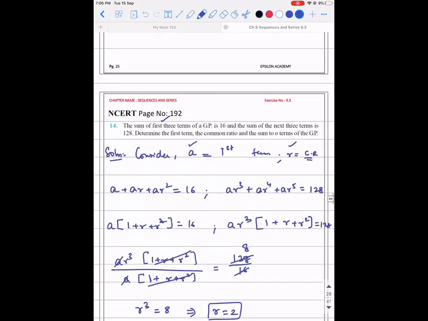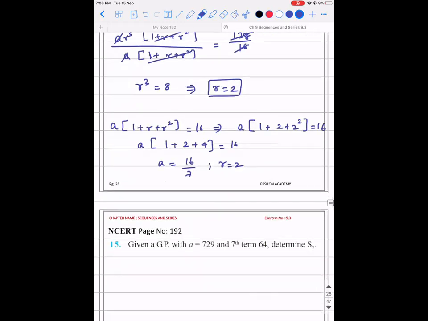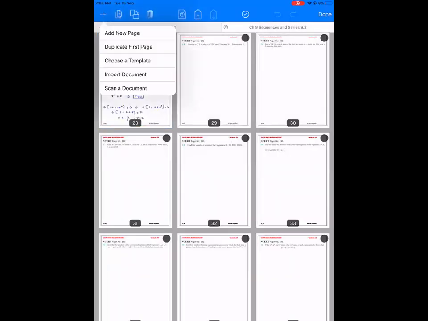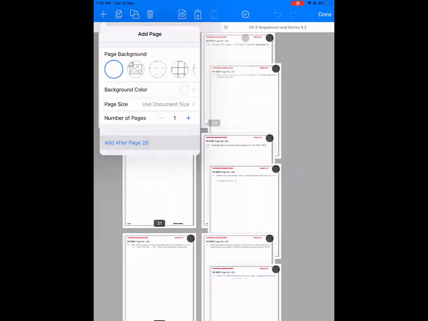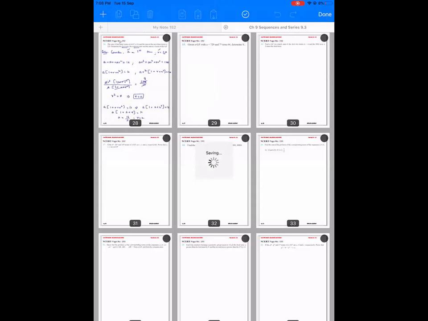Now what are they asking? Determine the first term, 16 by 7, common ratio 2. So how much is Sn, sir? Sum of the n terms in GP. So sum of n terms formula: A into R power n minus 1 divided by R minus 1. That's right.